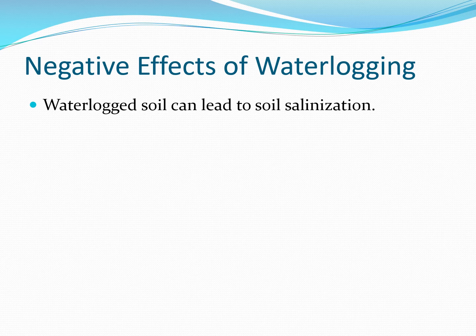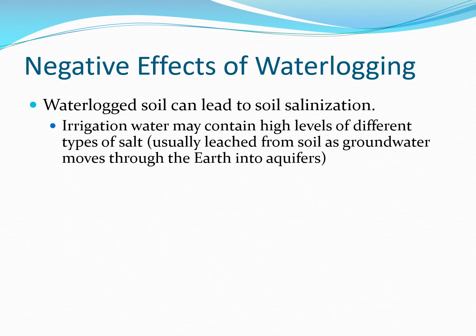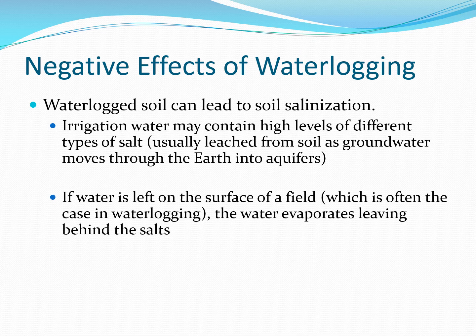Lastly, I put waterlogged soil can lead to soil salinization. And we did the whole salinization lab. We've talked about this. If the irrigation water has high levels of salt, which is the case here in the valley, and there's different types of salt. It's not necessarily like table salt, but if the water that you're irrigating your crops with has high levels of salt, and then it's left on the surface of a field, it's just sitting on top because it's waterlogged, so now the water is sitting on top of the fields, on top of the soil. The sun hits it, that water evaporates, well, then it leaves behind the salts that were in the water.